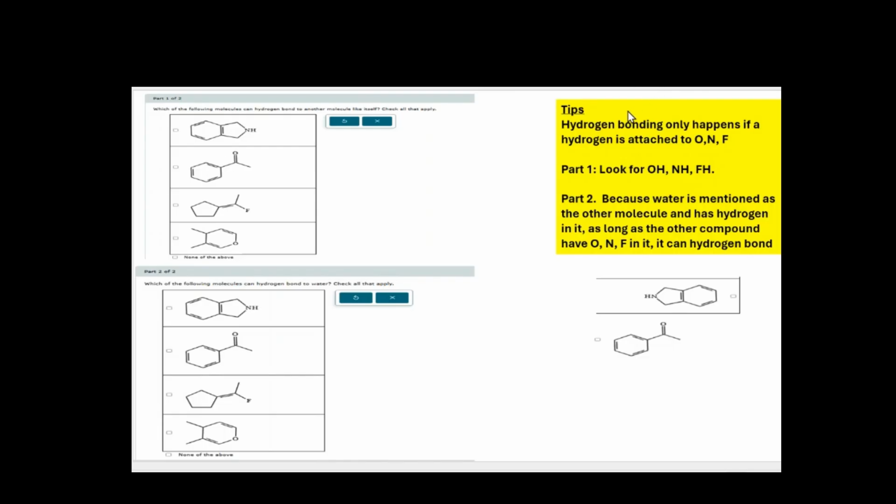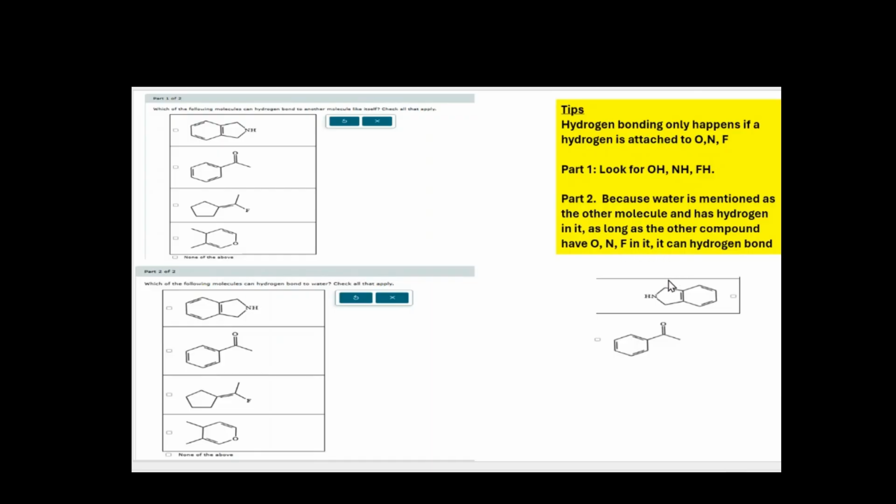So my tips for this question are as follows. Hydrogen bonding only happens if a hydrogen is attached to oxygen, nitrogen, or fluorine. So for part one, you can simply look for either oxygen and hydrogen, nitrogen and hydrogen, or fluorine and hydrogen. And then in part two, because water is mentioned as the other molecule and it has hydrogen in it, as long as the other compound has oxygen, nitrogen, or fluorine in it, it can hydrogen bond.